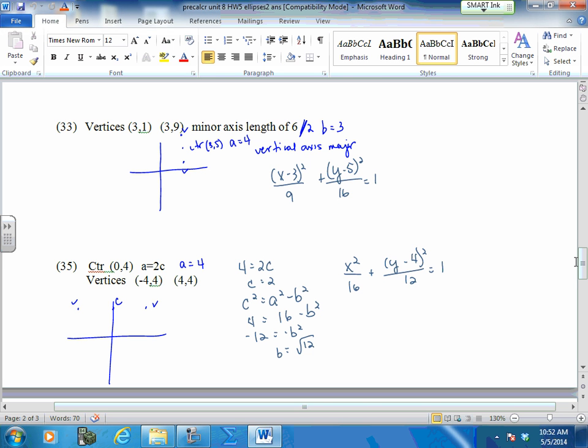You'll know which one is your major and your minor as soon as you graph it and see where it's lined up. So as soon as I see my vertex lined up vertically, I know that's my major. Got it. My co-vertex, my minor.